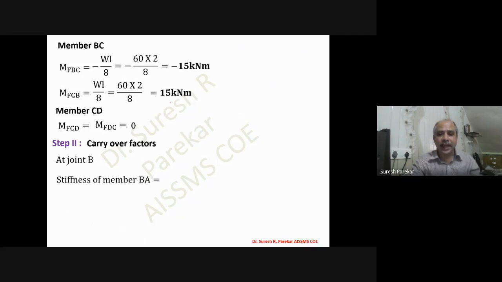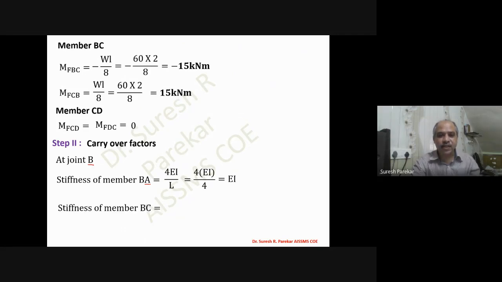For joint B, I have BA. Now you can see the farther end, you should be very careful. I have considered joint B. What will be my farther end? My farther end is A, and farther end A is a fixed support. So it should be 4EI upon L, which will be EI. Now EI for AB and BC we have I, and for CD we have 1.5 I.